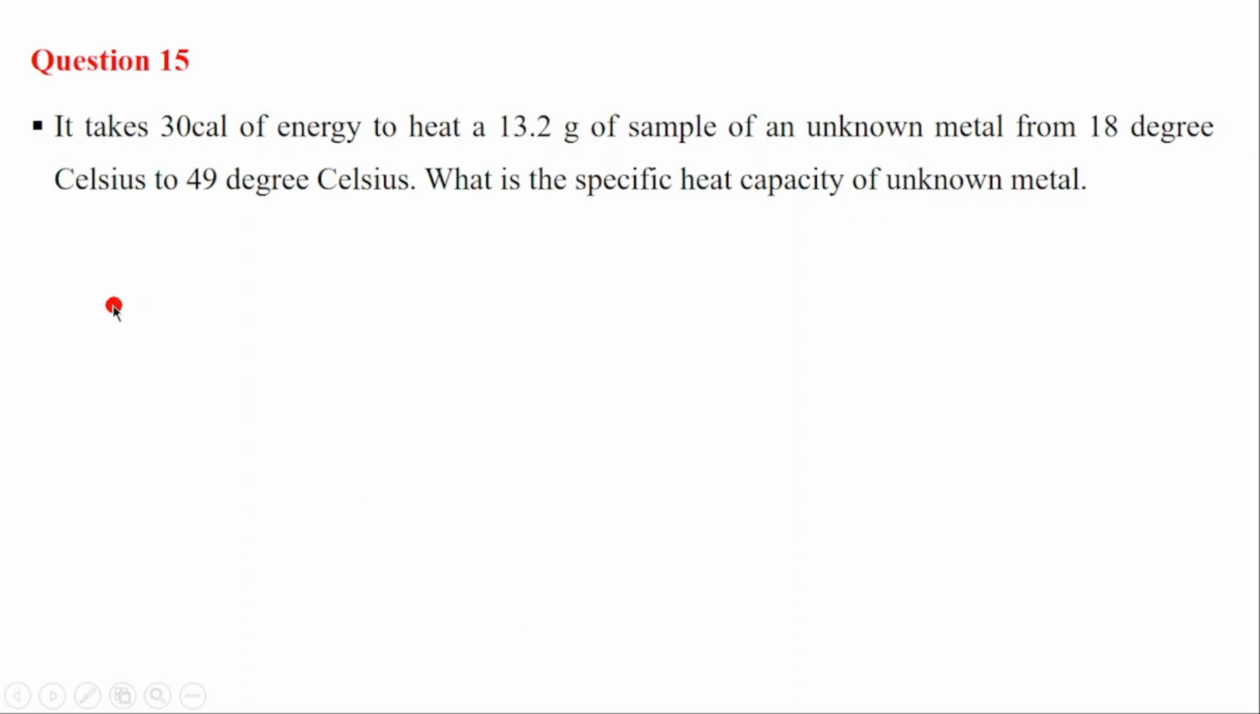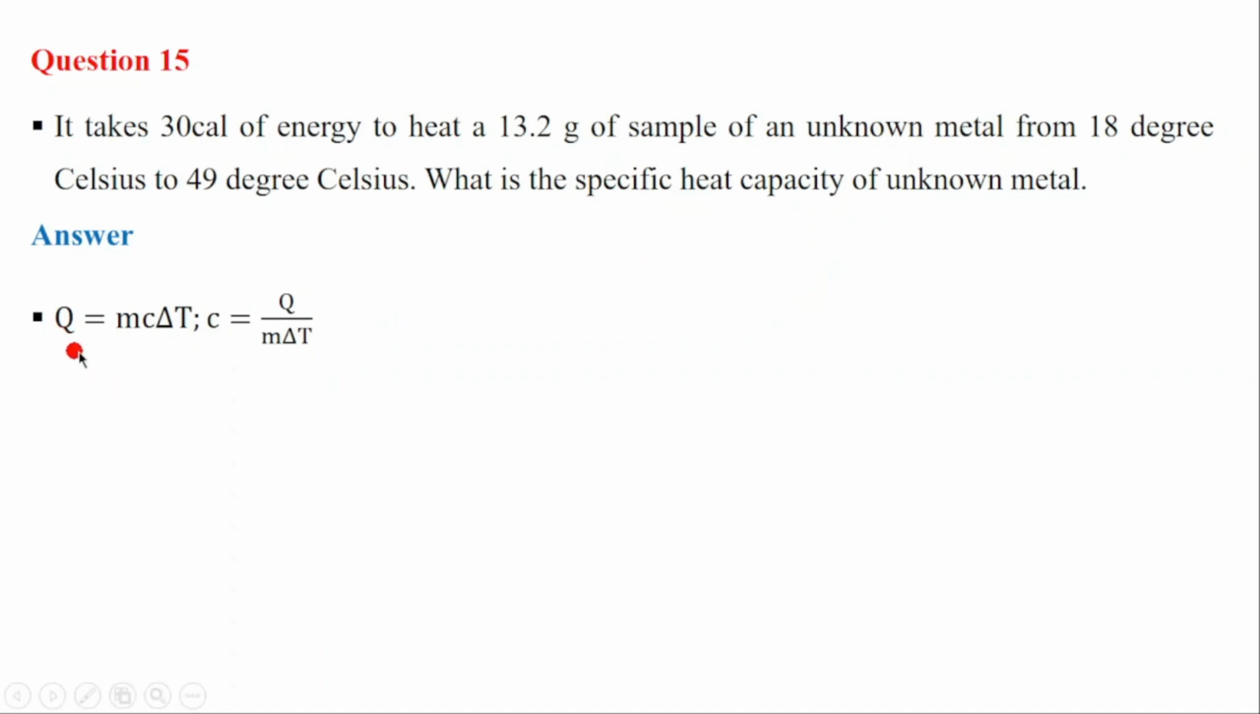Let's go to question number 15. Question number 15 is saying it takes 30 calories of energy to heat a 13.2 gram sample of unknown metal from 18 degrees Celsius to 49 degrees Celsius. You have an increase in temperature, and you have the mass of the unknown metal, which is 13.2 gram. And we also have the energy, which is the heat. What is the specific heat capacity of the unknown metal? So we need to calculate C. Here we also use the formula, but the heat is 30 calories, so we need to convert it to joule.